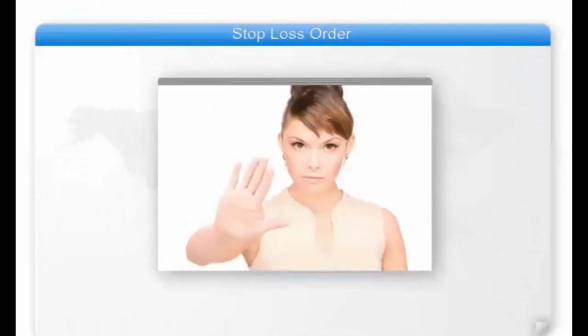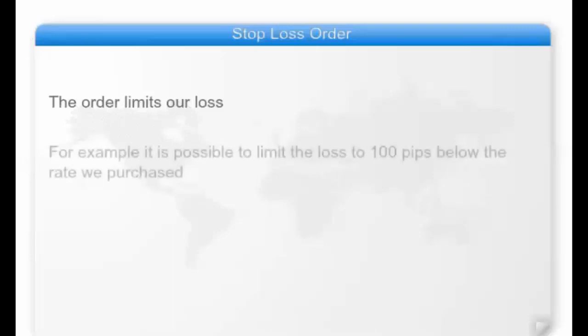Stop loss order. The meaning of this order is just as its name implies. The order cuts off our transaction at an exchange rate that was predetermined, or rather, it limits our loss, if there is one, to an amount which is known and determined in advance. For example, if we bought euros at a particular exchange rate and we placed a stop loss order of 100 pips below the exchange rate of purchase, we know that for this transaction we can only lose 100 pips.